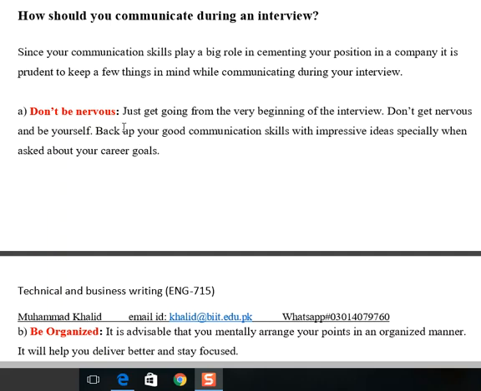Other than this, don't be nervous. Just get going from the beginning of the interview. Don't get nervous and be yourself. Do not change the colors of your personality. Back up your good communication skills with impressive ideas, especially when asked about your career goals. You should be hopeful and optimistic, and make clear positive statements, not negative statements.